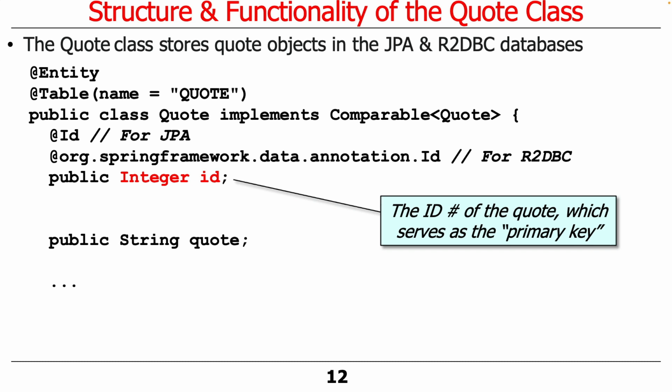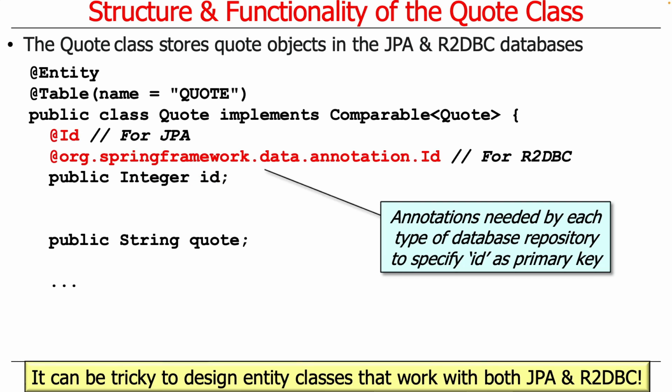And this serves as the so-called primary key. And in order to get it to work as a primary key, we have to provide annotations. This annotation, which uses the @ID annotation, instructs the Java Persistence Architecture to treat this as the primary key. And this other annotation, org.springframework.data.annotation.Id, is the one that's used for R2DBC. So this is the way we specify this.